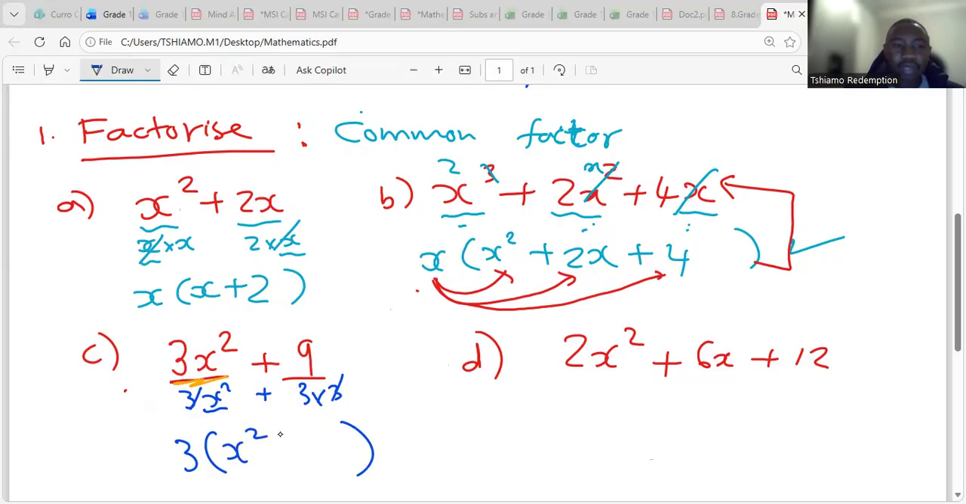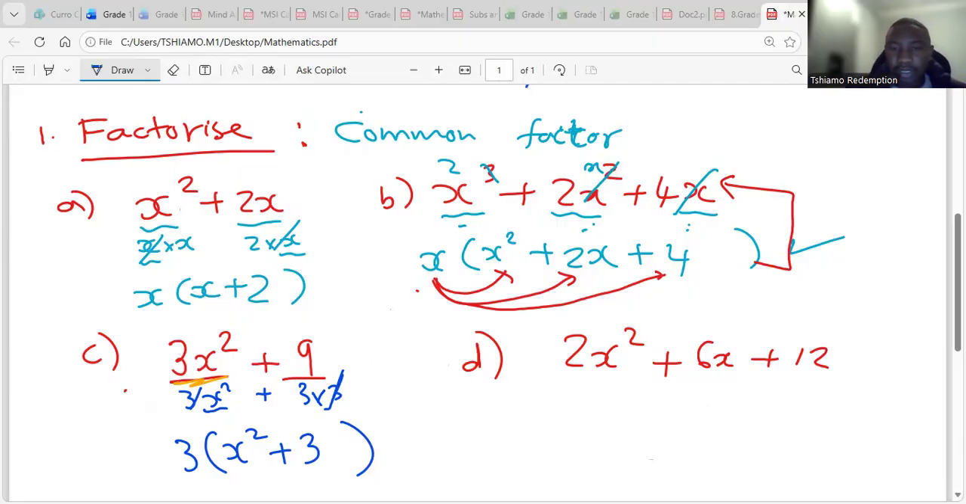So I'm still left with x squared plus 3 came out. Now I'm left with 3. So that if I multiply them back, 3 times 3 will give me 9. I hope you get it. Let's do the last one.